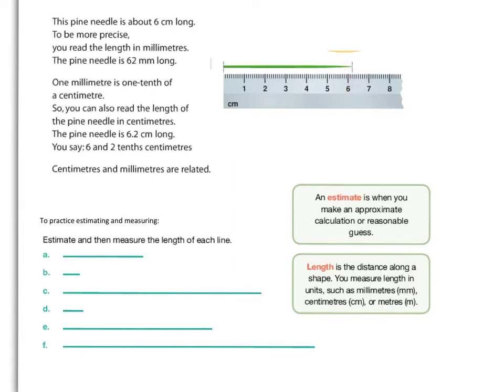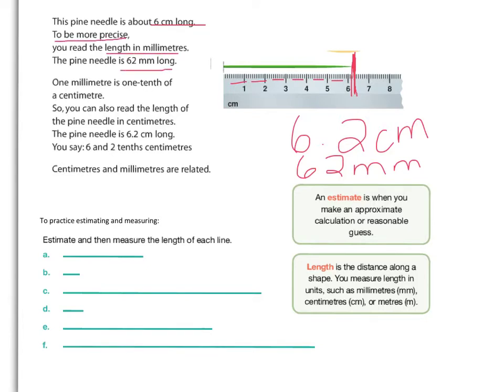If we look and notice going right past it, it's about, oh, I didn't draw it quite right. Hard to draw with that iPad pen again. It's about 6.2 centimeters long, which we know is also 62 millimeters long because there's 10 millimeters in each one of these centimeters. So we can read it as 6 centimeters long, and to be more precise, we would read it in millimeters as 62 millimeters long, or 6.2 centimeters long.